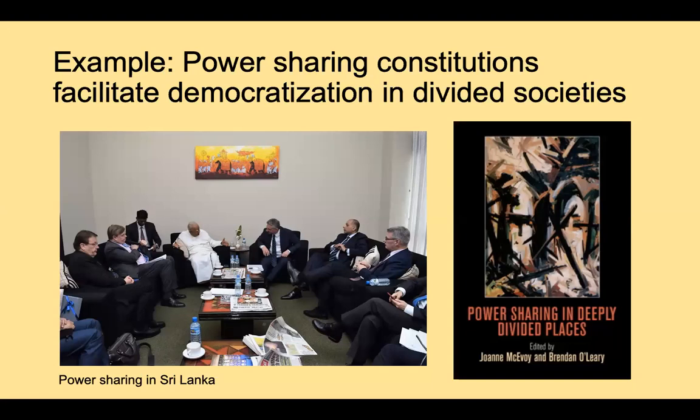This is the hypothesis that institutions that share power between multiple ethnic groups will help to facilitate a democratic transition in deeply divided societies. That is, societies where lots of different groups exist and may be in conflict or in tension with one another over the fate of the country. And so in Sri Lanka, for example, power sharing has been a feature of the democratic regime. And some hypotheses hypothesize that power sharing helps to cause democratization in divided societies. So these are two examples of testable, falsifiable hypotheses.